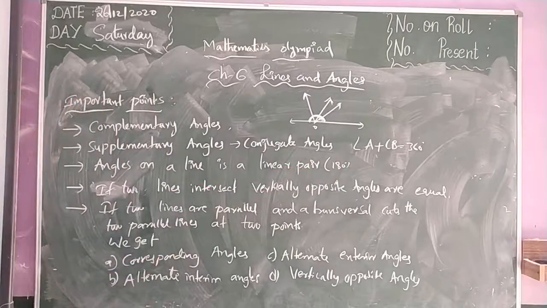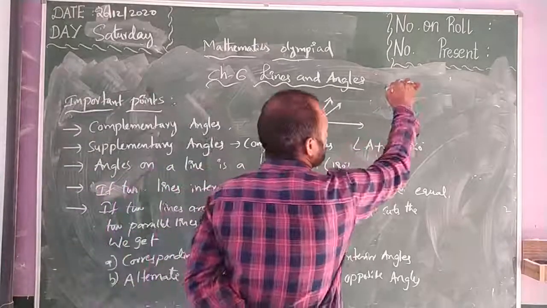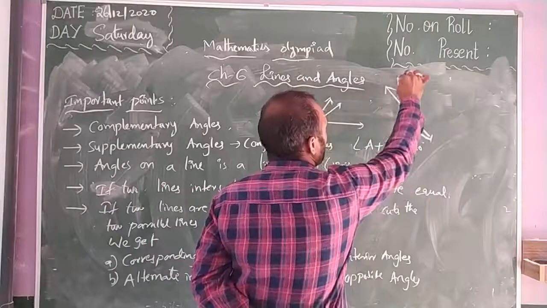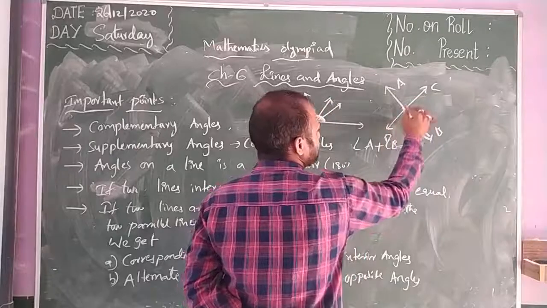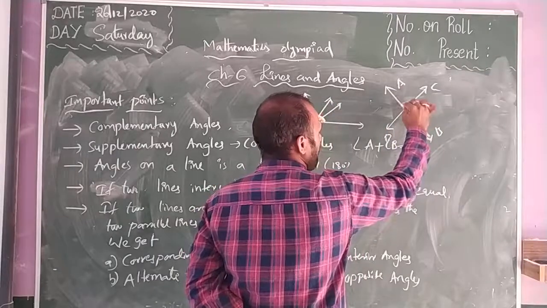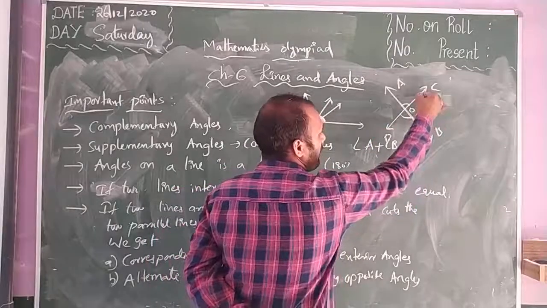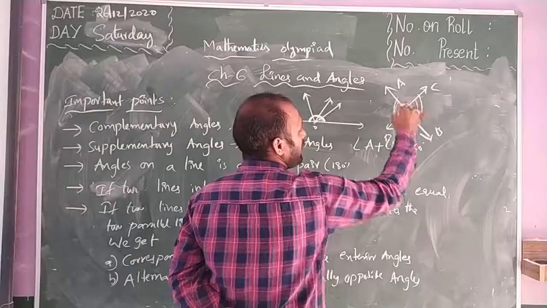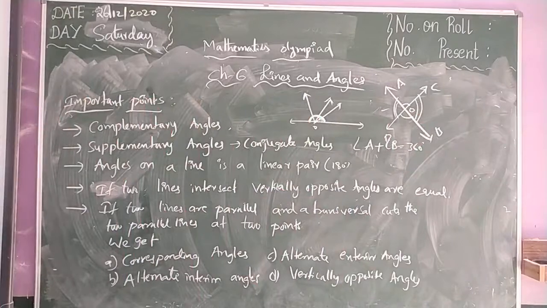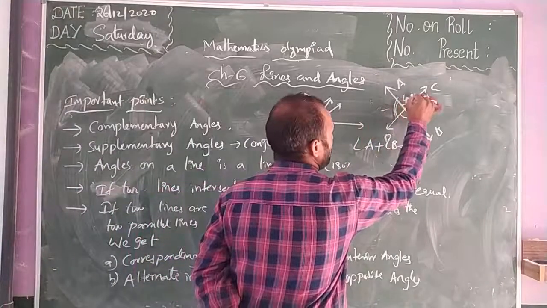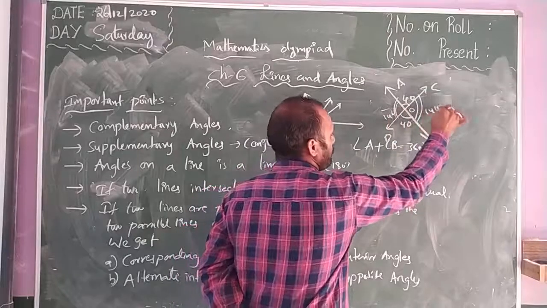Next, if two lines intersect vertically opposite angles are equal. Let us suppose two lines are there. This is one line AB, the other line is CD. So if AB and CD are intersecting, the meeting point is O, then angle AOC will be equal to angle BOD, as well as angle BOC will be equal to angle AOD. So these are called as vertically opposite angles which are equal. It means that if it is 40 degrees, it will be 40 degrees. If it is 140 degrees, it will be 140 degrees.